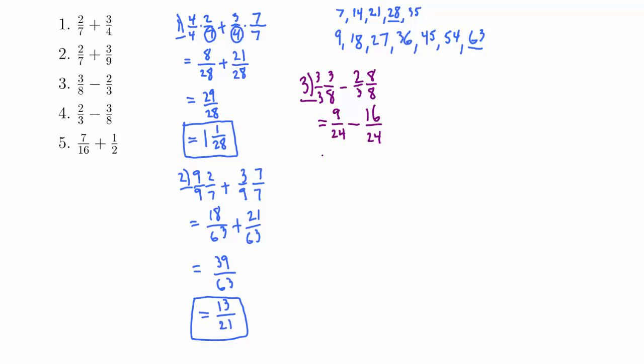That means that we can just subtract the numerator. What's 9 minus 16? Well, that's -7. Keep the denominator the same. 7 and 24 do not share a common factor, therefore this is the answer. Notice that with subtraction it is possible to get a negative. It just depends on which number is larger.